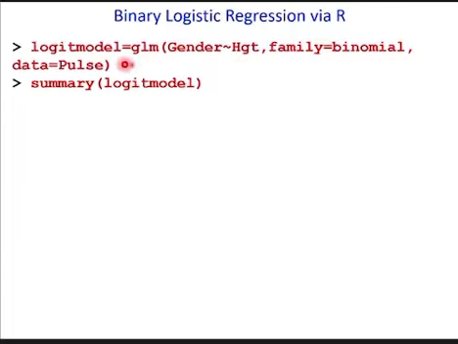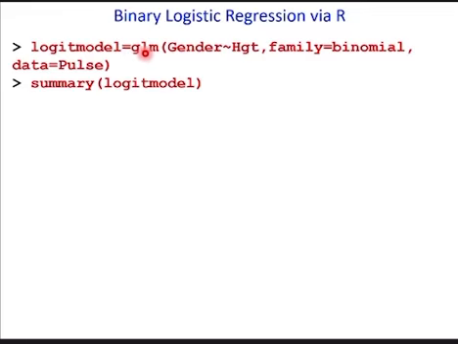Now, when I want to fit a logistic regression model, I need to write a GLM. When I write a GLM, I have to indicate family equal binomial. If you don't indicate family equal to binomial, the output that you're going to get will be linear regression outputs, even if you put a GLM.